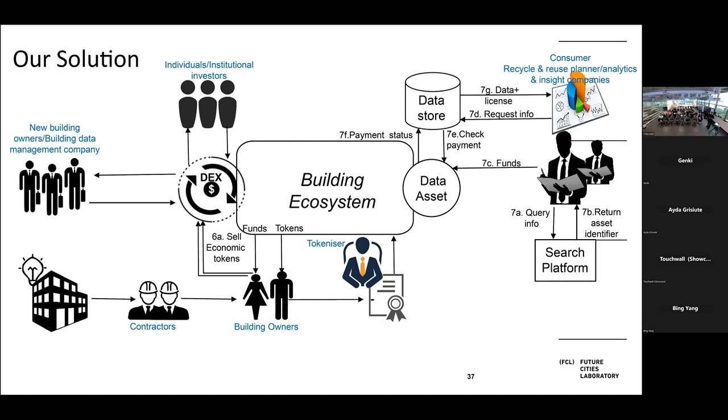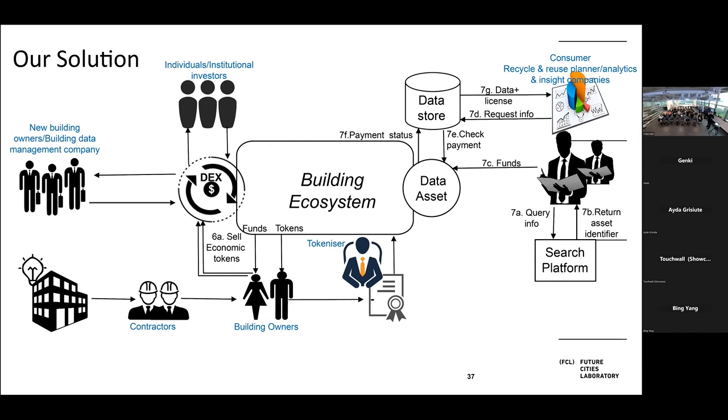Once you know the asset identifier, you can send funds to that asset identifier. So this data asset is now on a blockchain. This is an NFT on the blockchain. You can pay this NFT, and once the payment has been finalized on the blockchain, then you can actually request information from the data store.